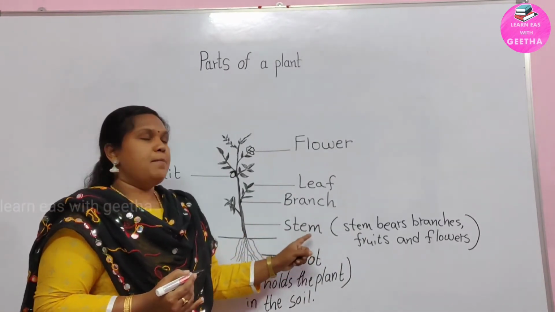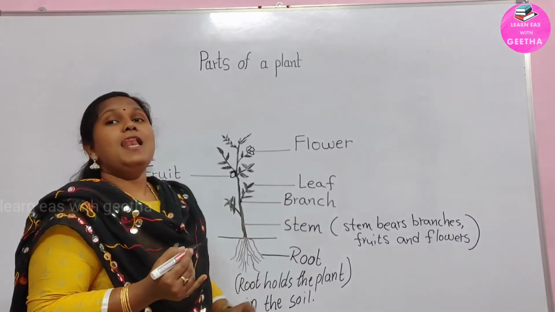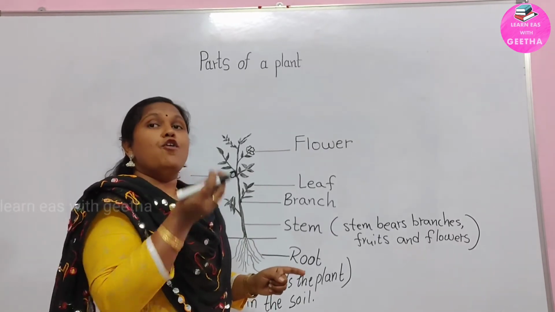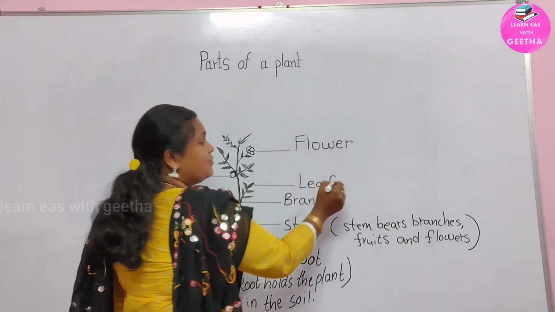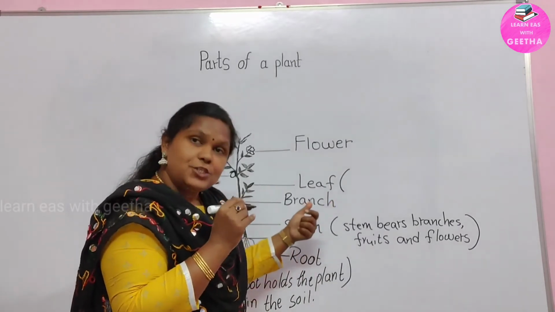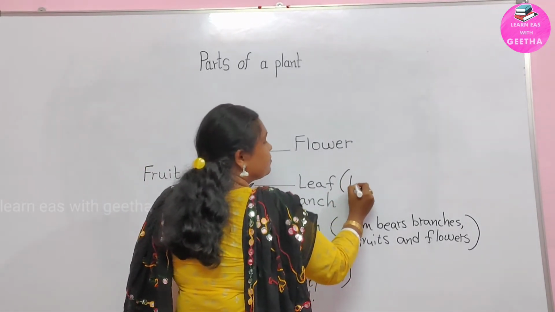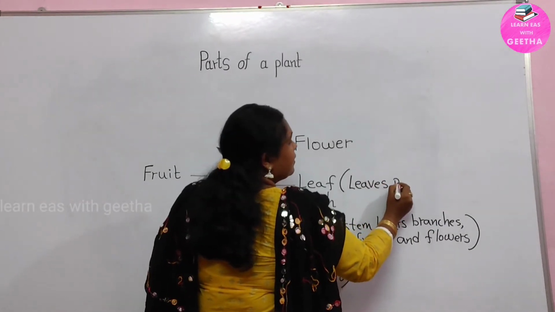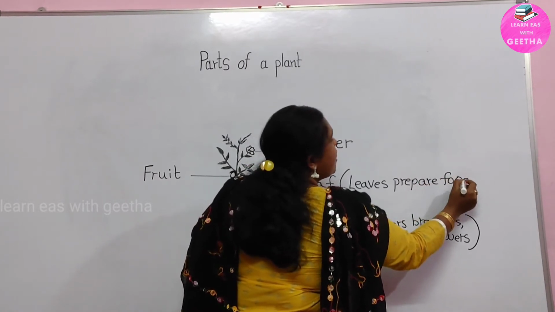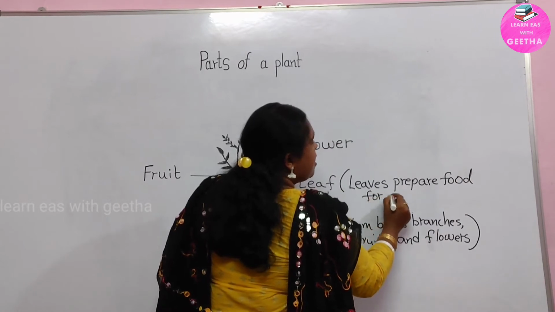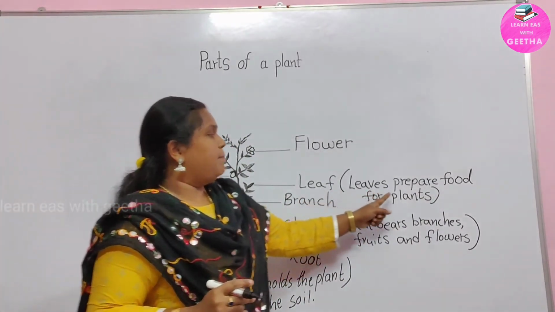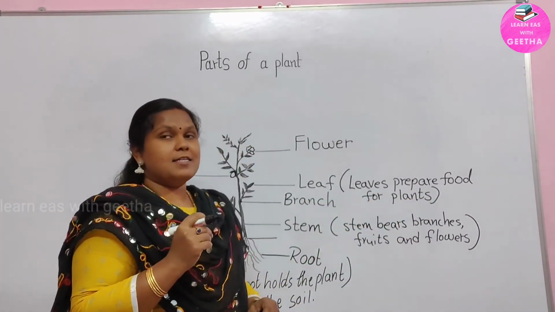This is the stem. Next, what do we have? Leaf. What is the leaf called? I said already, the leaf prepares food for the plant. That's why we call the leaf the kitchen of a plant. Leaves prepare food for plants.